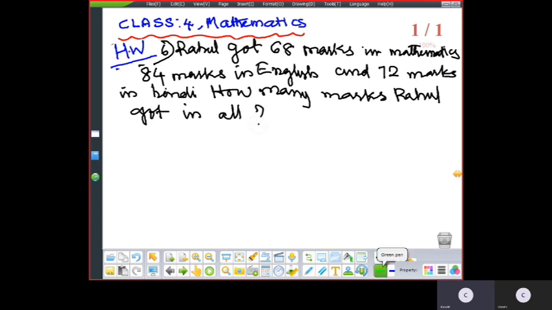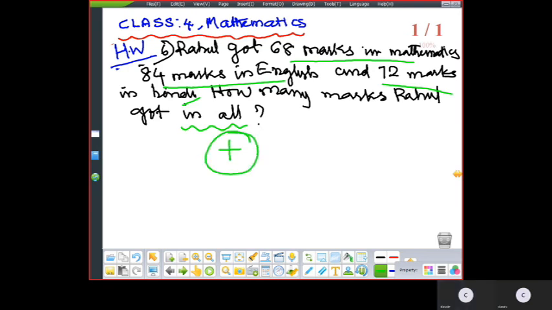Let me explain, children, then you can do it by yourself. Rahul got 68 marks in maths, 84 in English, 72 in Hindi. Now, how many marks did Rahul get in all? In all is the keyword for what binary operation? Plus. So what you have to do here? 68 plus 84 plus 72. Add and write the answer.